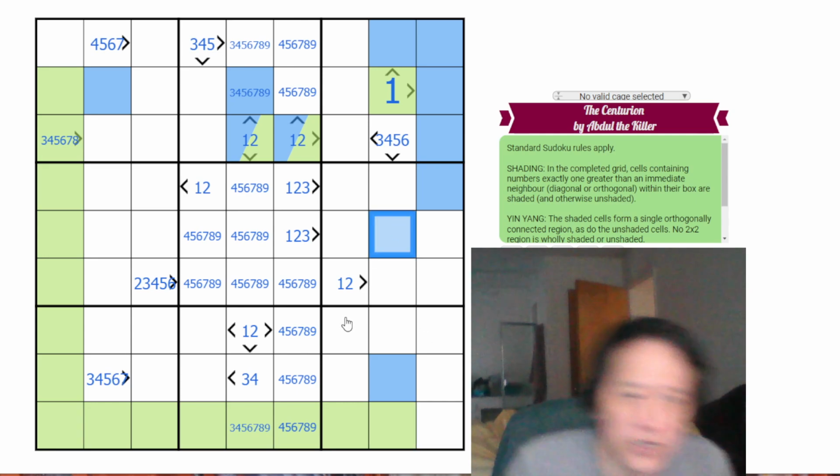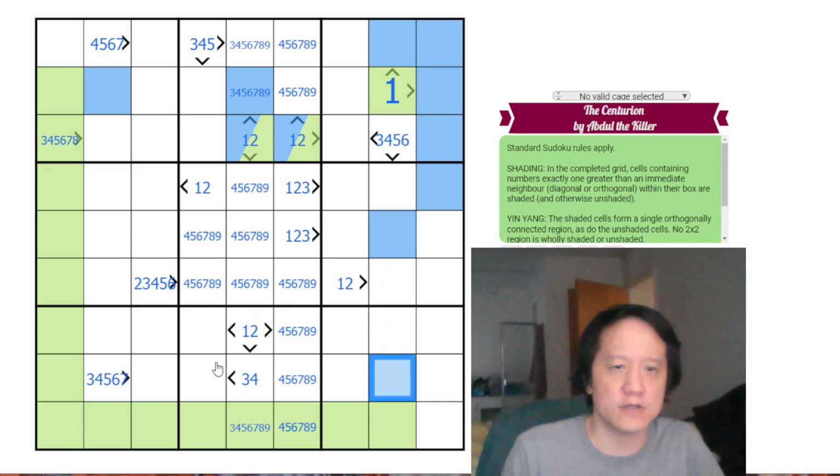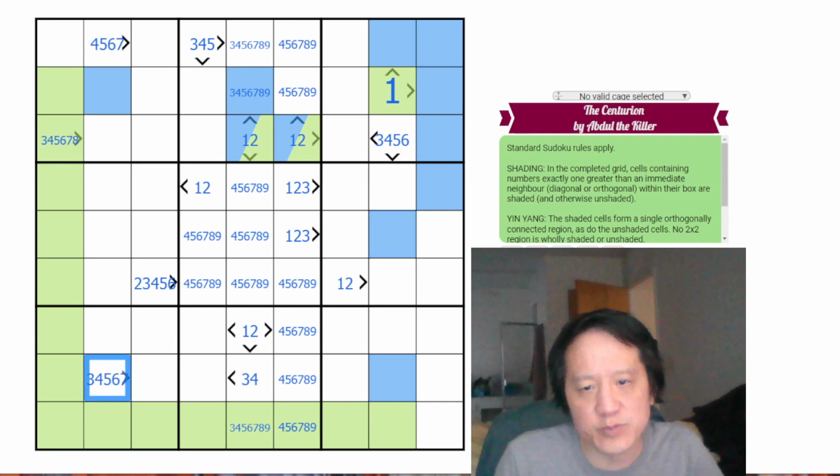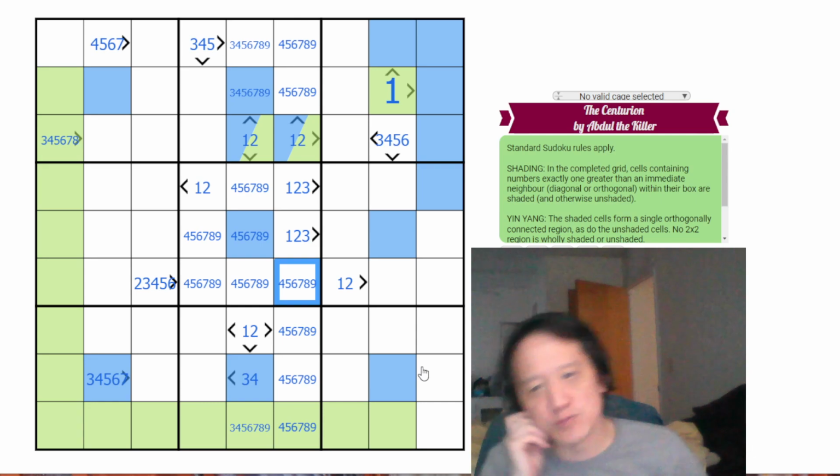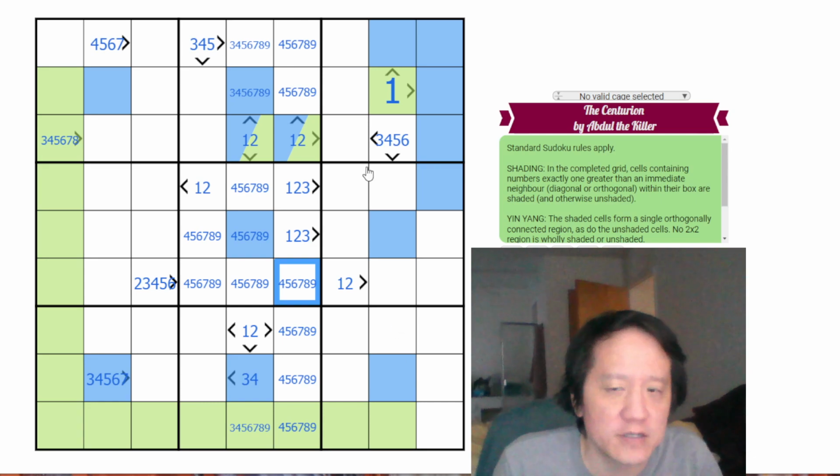Okay, so this is shaded. This is shaded. This has to be shaded also, because it's a 2x2 square. Also, we know it's in the middle and it can't be a 1. So this is also shaded. Shaded. This one we don't know. This one has to be shaded because it's in the middle. And remember, it's within the same box.